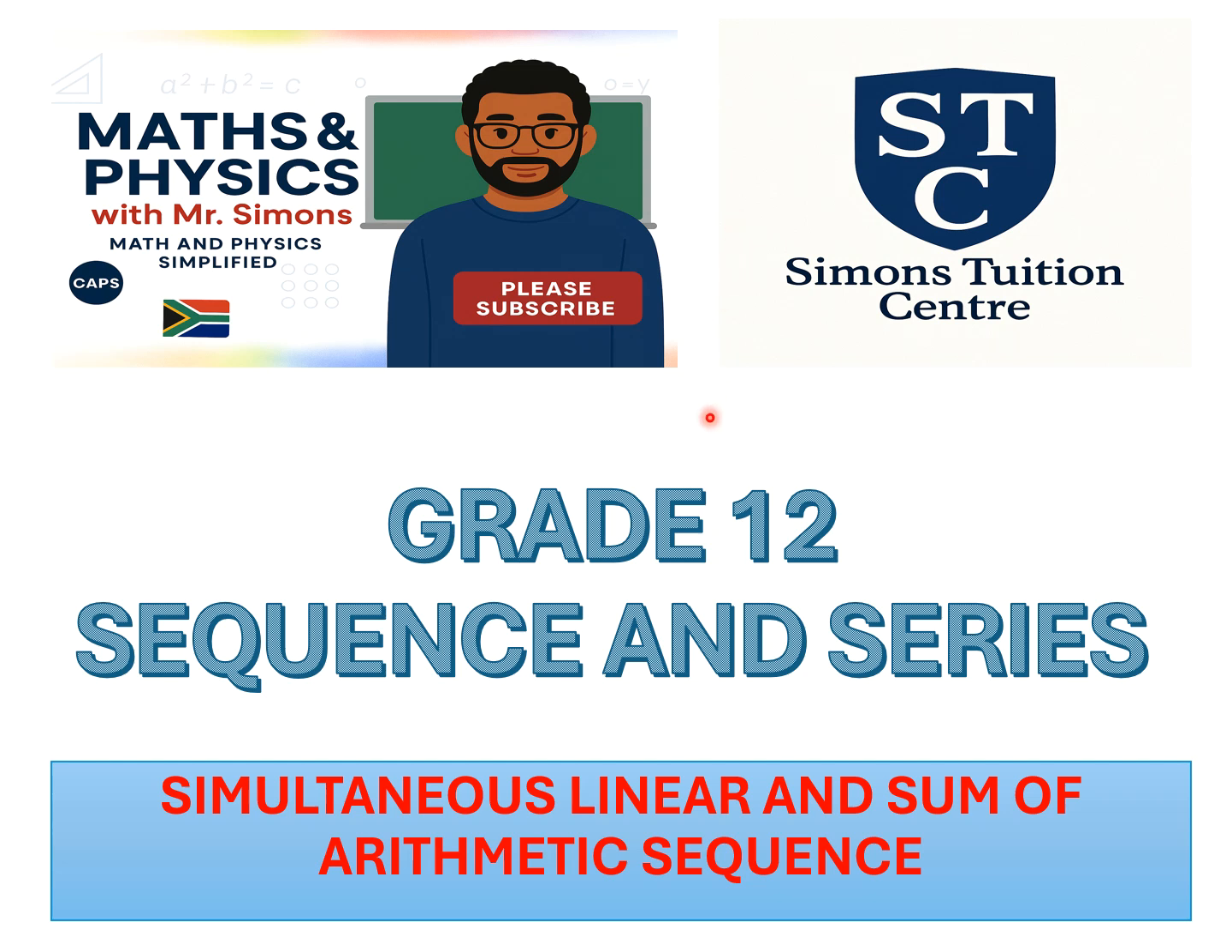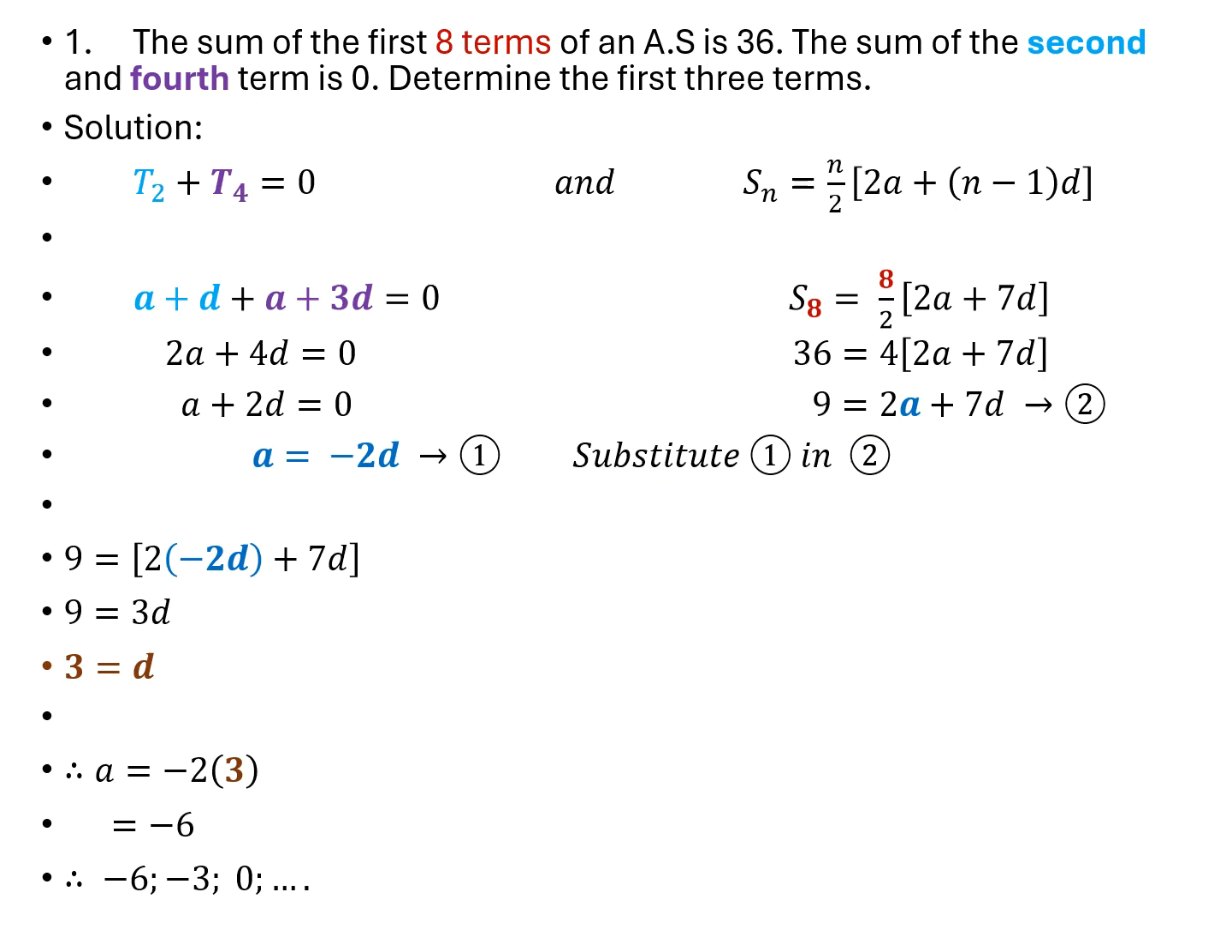Now we're looking at the third variation of simultaneous equations. We're giving you a linear sequence and the sum of that sequence, so we're going to use two different formulas to create two equations and then solve the two unknowns from them. Number one: the sum of the first 8 terms of an arithmetic sequence is 36, and the sum of the second and fourth term is 0.